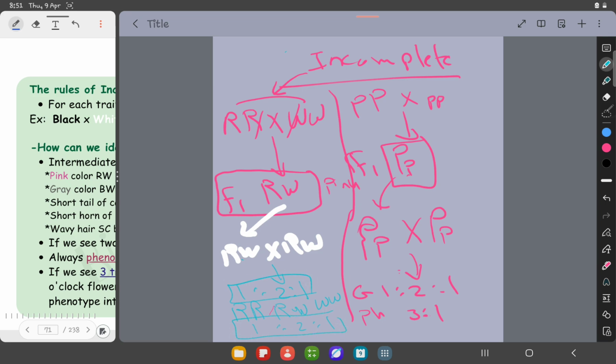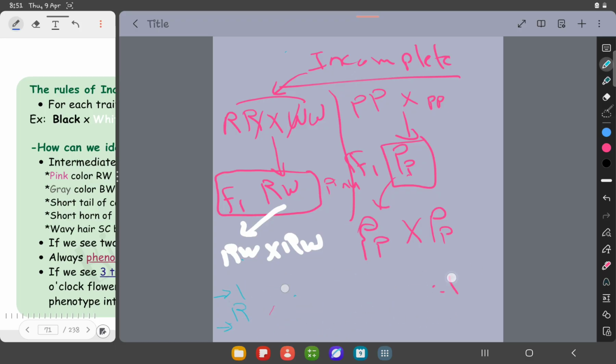We will get the same ratio because we said before that in incomplete dominance, the phenotypic ratio is equal to the genotypic ratio. Pay attention to that note, okay? We can't see the ratio of 3 to 1 here in incomplete dominance. We never see this ratio. We can see other ratios, but 3 to 1, we never see it in incomplete dominance. And in incomplete dominance, we can see 3 traits.